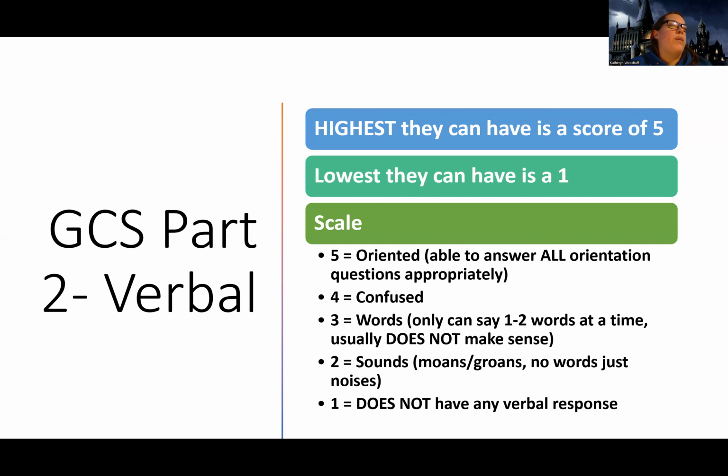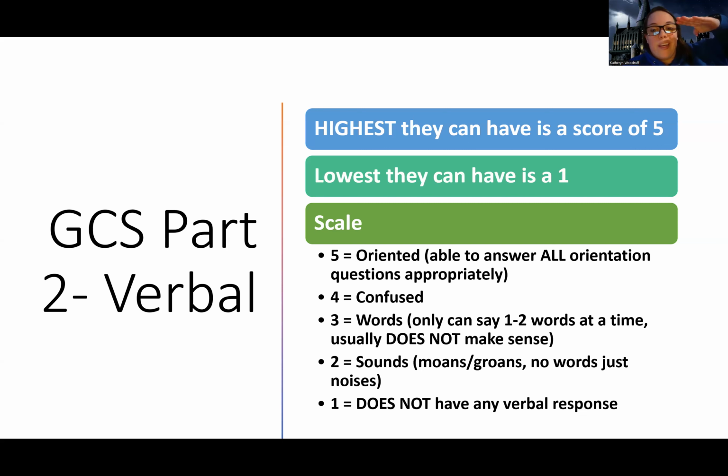A good example would be someone who's just sitting there repetitiously saying words like "mom," "help," "oh, no," just 1 or 2 words at a time, and that's all they have. They're not answering your questions or giving attention to anything you're asking, and it's usually things that don't make sense. Then there's sound. These are people who are not using any words, they're just making noises. You might be talking to them and they're not actually answering. And then 1 would be no verbal response.